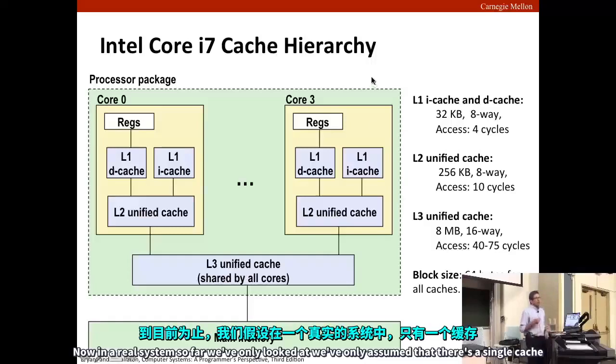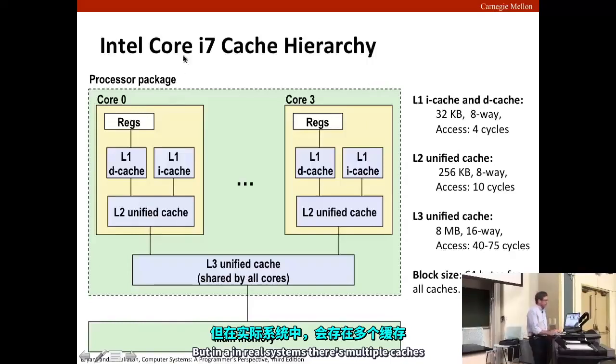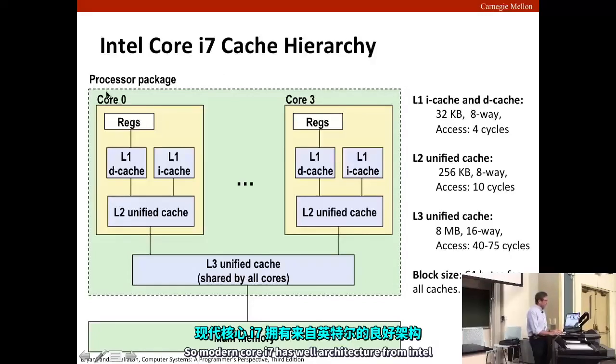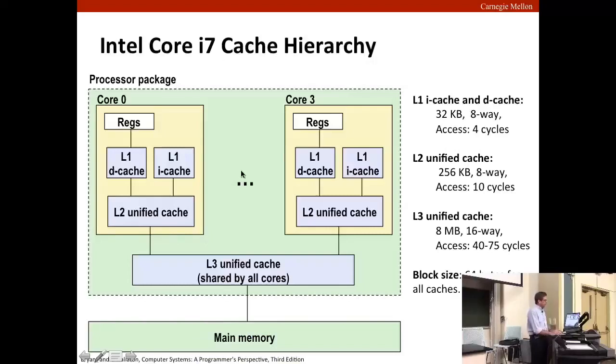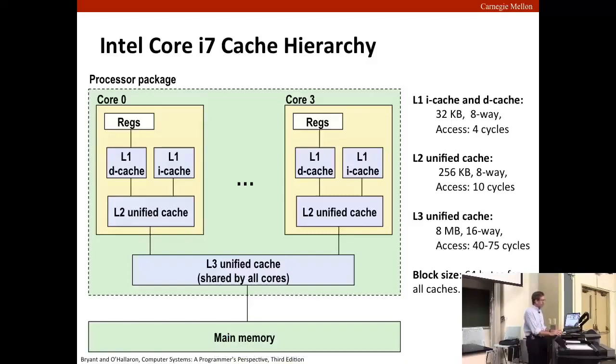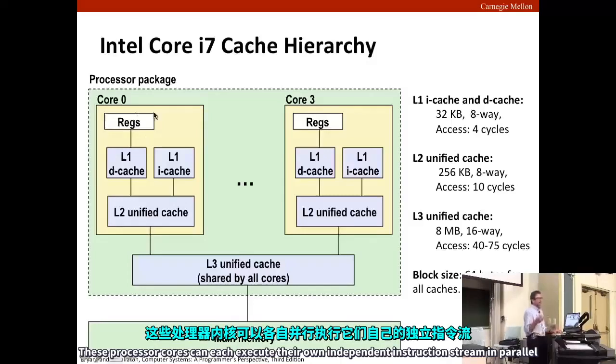Now, in a real system, so far we've only assumed that there's a single cache, but in real systems, there are multiple caches. So the modern Core i7 Haswell architecture from Intel contains multiple processor cores. Four is a typical number for desktop systems; 8 to 12 is typical for server-class systems. These processor cores can each execute their own independent instruction stream in parallel.